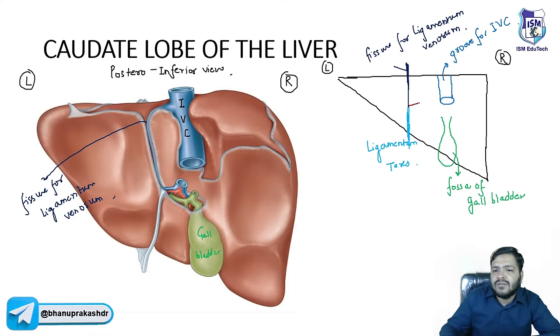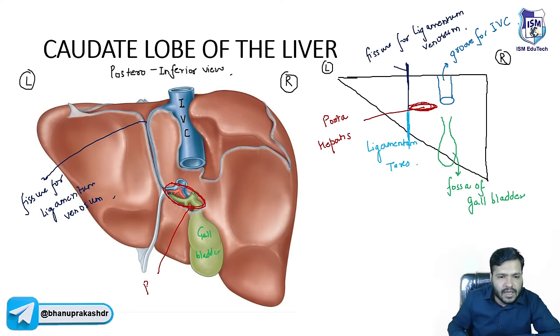There is a structure over here, and that structure, beta, is called the porta hepatis, which you can see over here, the one which I am marking. It is the porta hepatis.